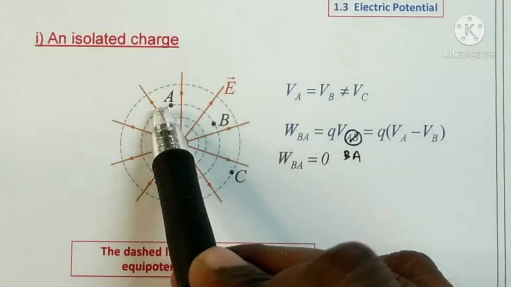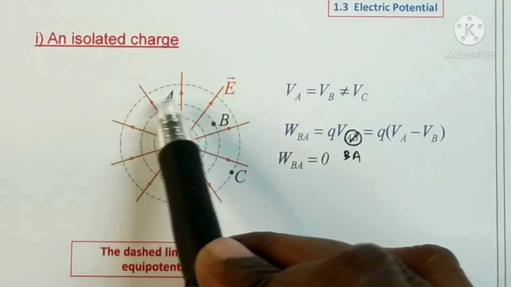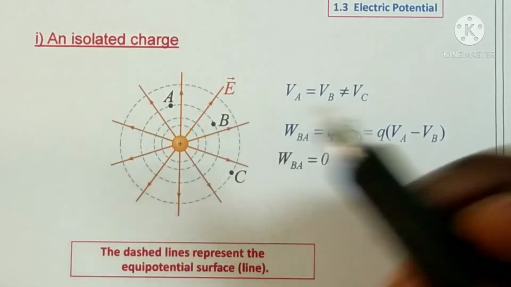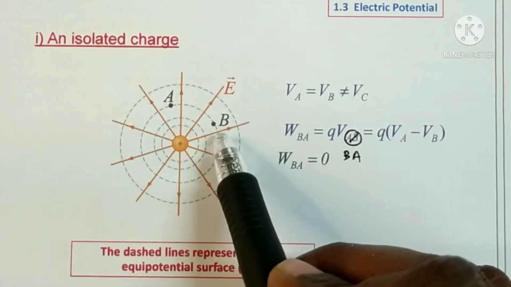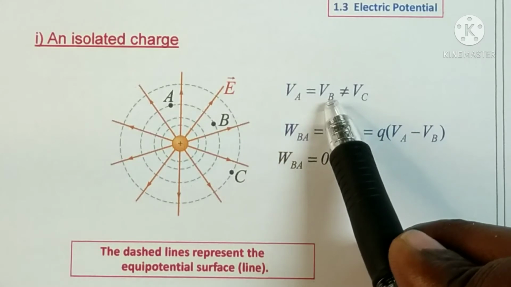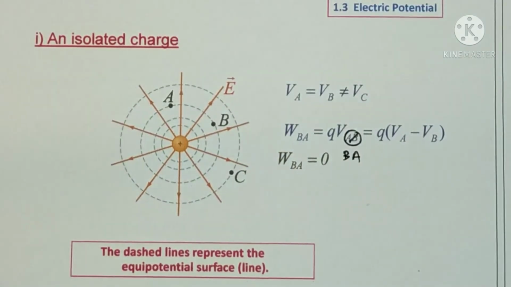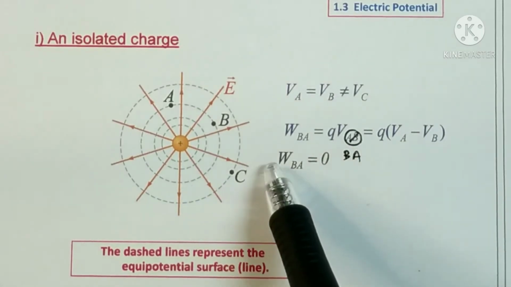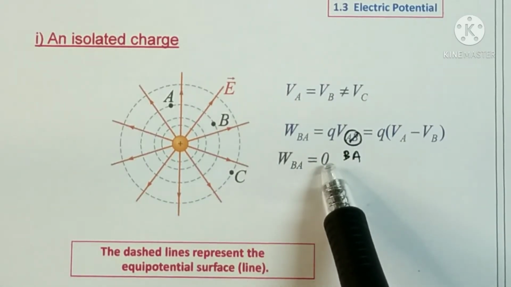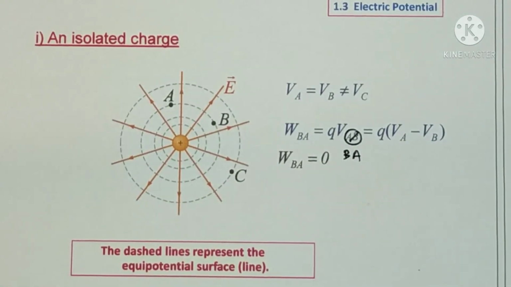And we can see point A and B on the same equipotential surface. They have the same electric potential, which is VA equals VB. Therefore, VA minus VB is 0. So work done B to A is 0, or 0 joule.